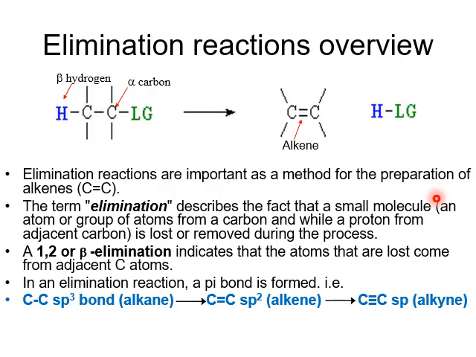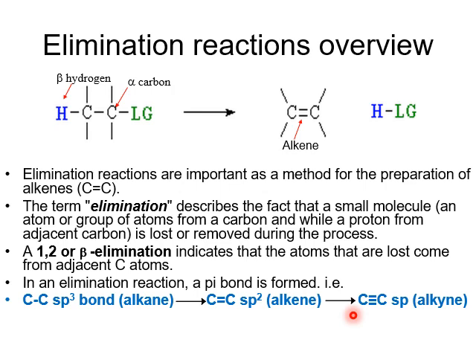Elimination reactions are important as a method for preparation of alkenes. When we have, for example, a single carbon-carbon bond, during the elimination reaction we'll have a double bond. And if we have a double bond, we will have a triple carbon-carbon bond. The term elimination describes the fact that a small molecule is lost or removed during the process. For example, during our experiment today, an alcohol group will be removed.